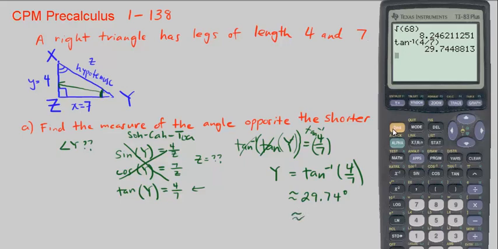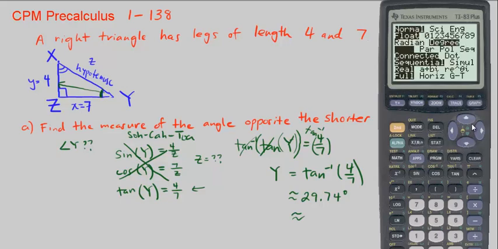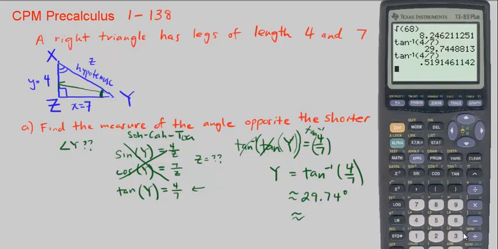Okay, that's degrees. If we did this in radians, let's do it also in radians. So let's put our calculator in radians mode. If we did this in radians, we would get 0.5, well, this 9 rounds the 1 up, so we would get 0.52 radians. And you just put RAD, which is short for radians. Okay? So the measure of the angle opposite the shorter side is either 29.74 degrees or 0.52 radians.